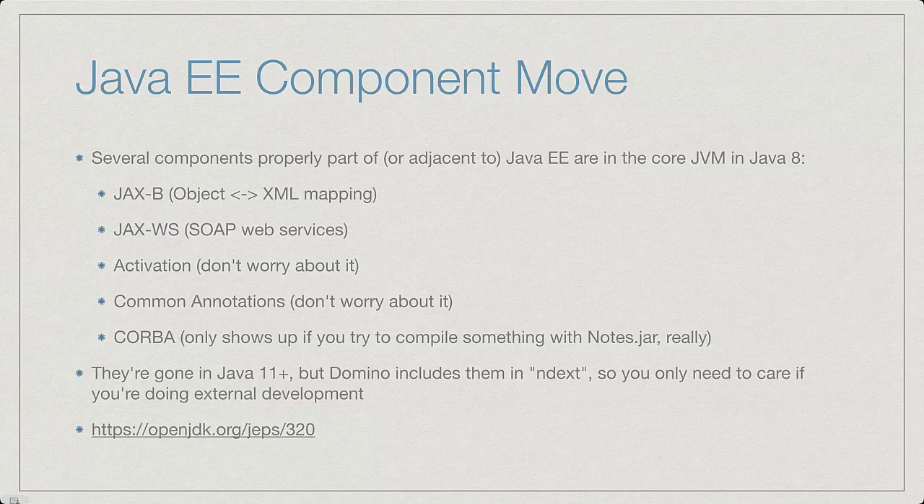There's activation, don't worry about what that is. Common annotations, don't worry about what that is. And CORBA, which is basically there just to support SOAP web services. The only time you really need to care about these is if you're doing external development using Notes.jar.